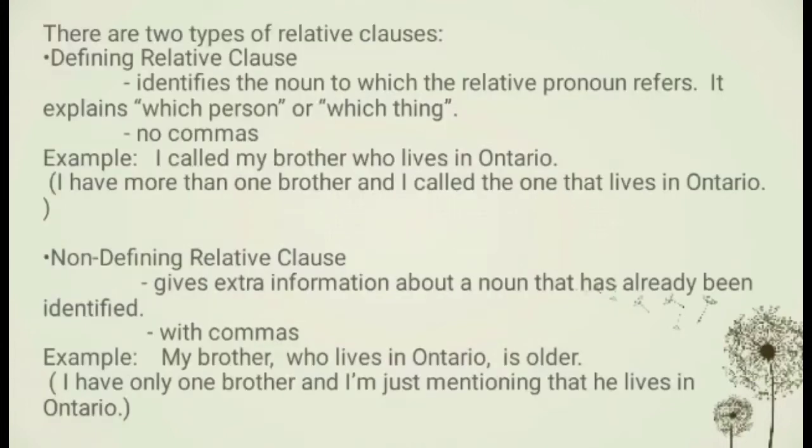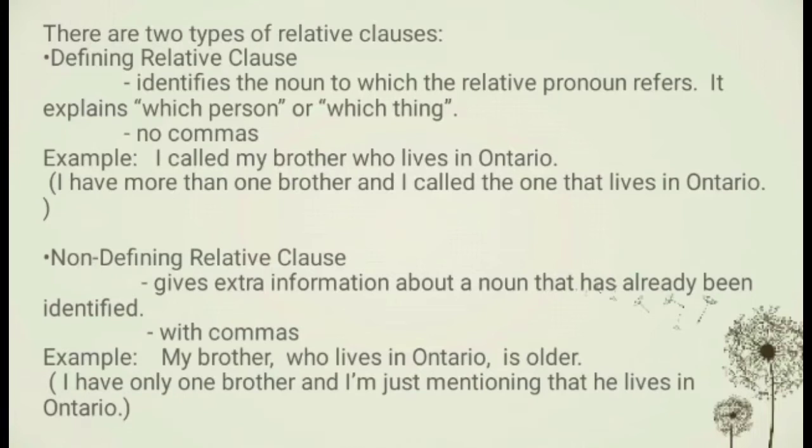There are two types of relative clauses. First is the defining relative clause. A defining relative clause identifies the noun to which the relative pronoun refers. It explains which person or which thing. They are not separated from the rest of the sentence by commas. For example, I called my brother who lives in Ontario. Means I have more than one brother and I called the one that lives in Ontario.